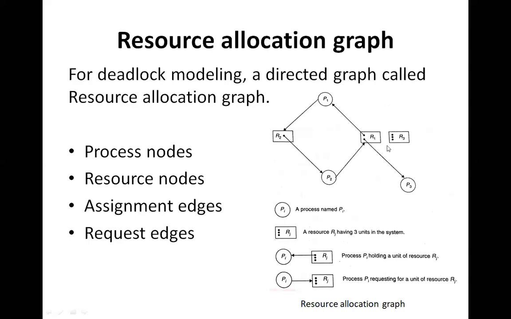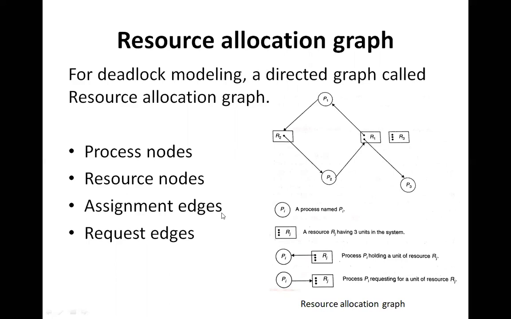Whatever resources are available, that is represented in the form of a rectangle. And within that rectangle, the name of the resource is written along with how many units of that resource are available. In R2, we have 1 unit, so it is represented by a single dot. R1 is a resource which contains 2 units, so it is represented by 2 dots. R3 is another resource which contains 3 units, so it is represented by 3 dots.